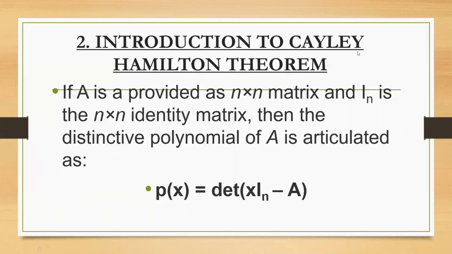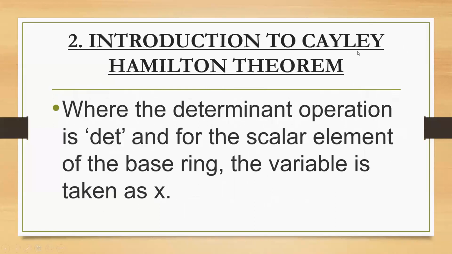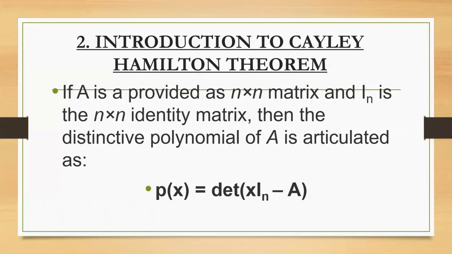Moving on to the next slide. It is the continuation of the second subtopic, introduction to the Cayley-Hamilton theorem, where the determinant operation is det, applied for the scalar element of the base ring, and the variable is taken as x. So it is referring to the previous equation given here. In this equation, det is the determinant operation, and x is taken as some variable.